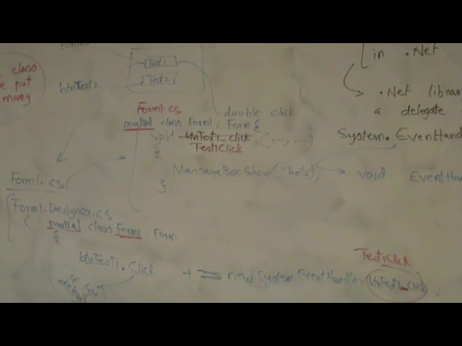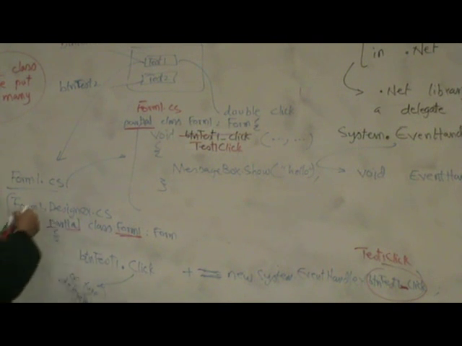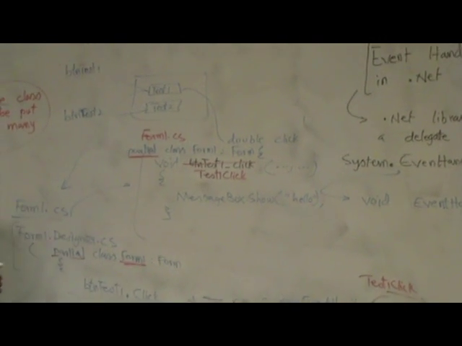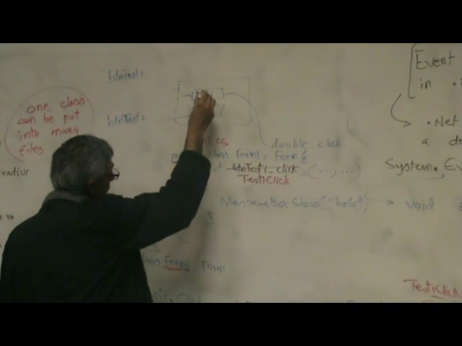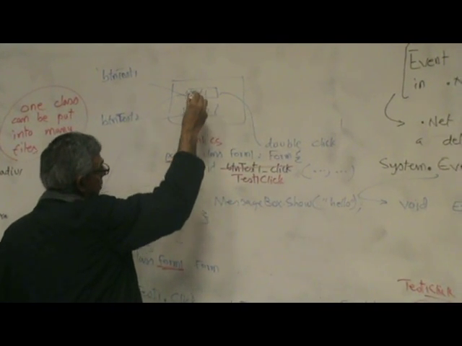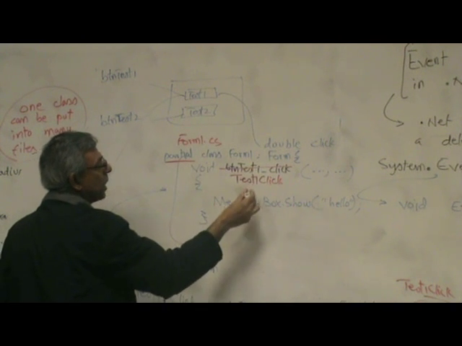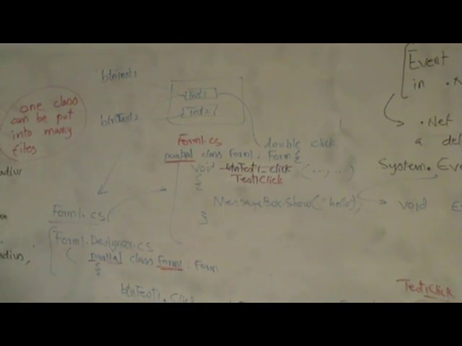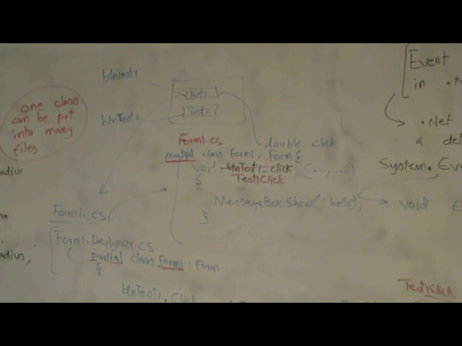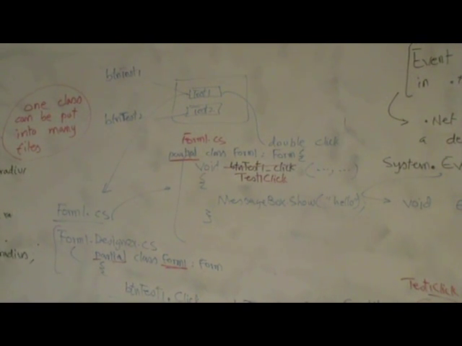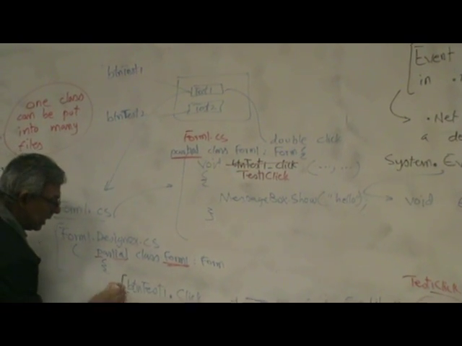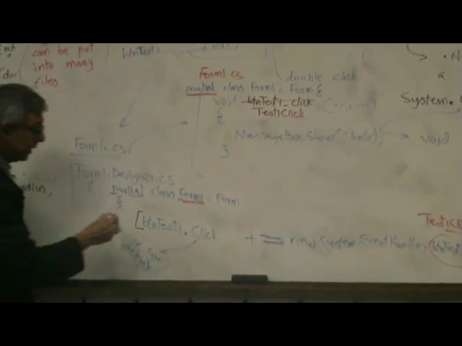Now let's pretend the goal was something like this. Regardless we click over here or click over here, in both cases, we wanted this function to be called. So what if we go to the designer.cs, we copy this line and paste it below.